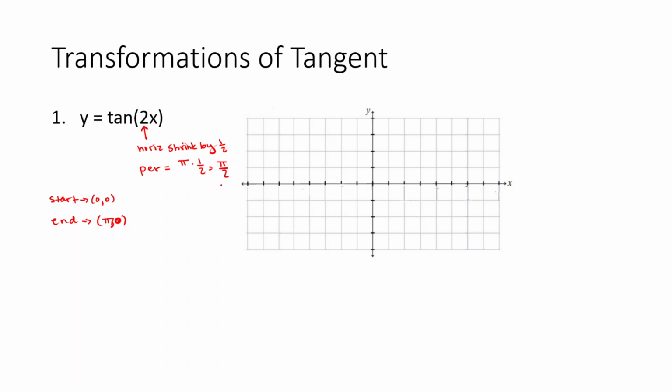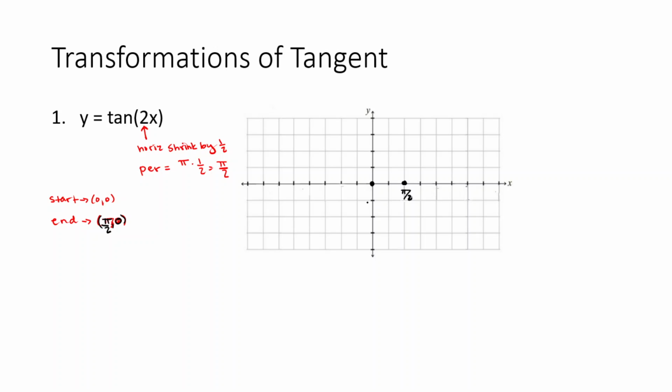But if I am changing this period, now my end becomes pi halves, comma 0. Because I have shrunk the period. So I'm going to have a 0 here. I'm going to have a 0 at pi halves.